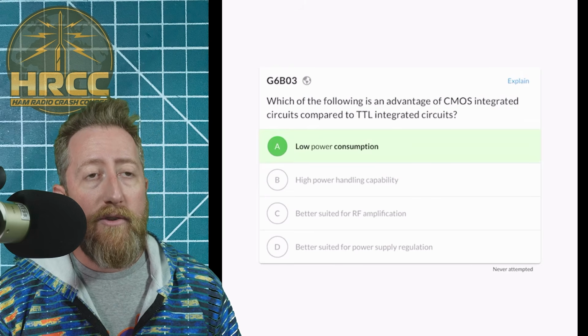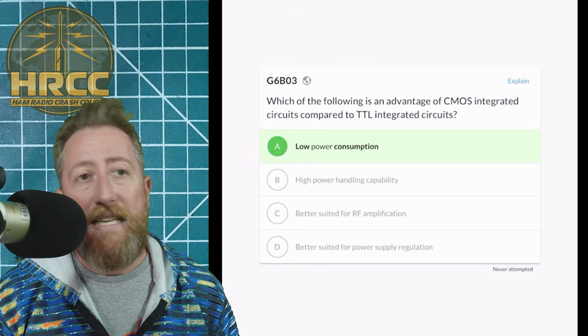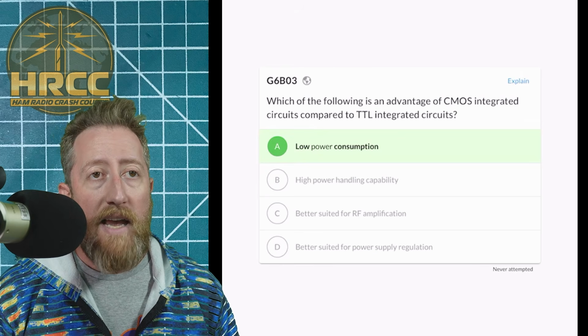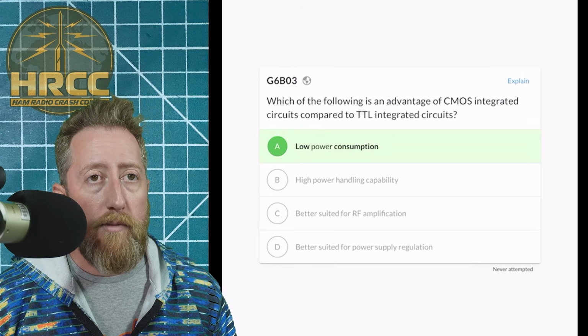Question 3, which of the following is an advantage of CMOS integrated circuits compared to TTL integrated circuits? And it is low power consumption. That's the whole kit and caboodle right there.